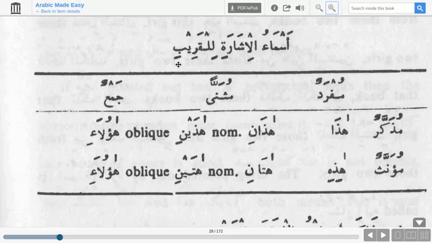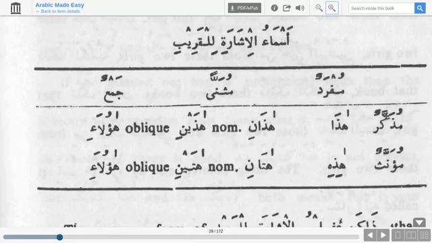مضاف ومضاف إليه. الله أكبر. ممتاز. Good. So أسماء الإشارة للقريب, the isms for indicating something. Ishara means in the Arabic language to point to something, to indicate something. Asma'u, the isms for al-ishara, indicating something, lil-qarib, something that is close.